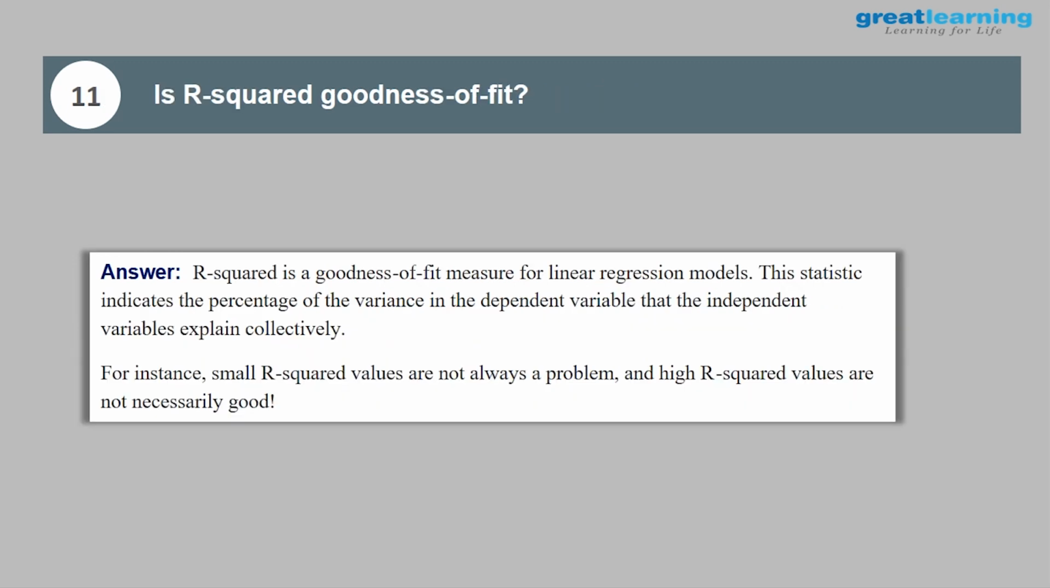Now we came to the 11th question. Is R square goodness of fit? So what will be your answer? R square is a goodness of fit measure for linear regression models. This statistic indicates the percentage of variance in the dependent variable that the independent variables explain collectively. For instance, small R square values are not always a problem and high R square values are not necessarily good. So this is how we can see that R square is basically goodness of fit.